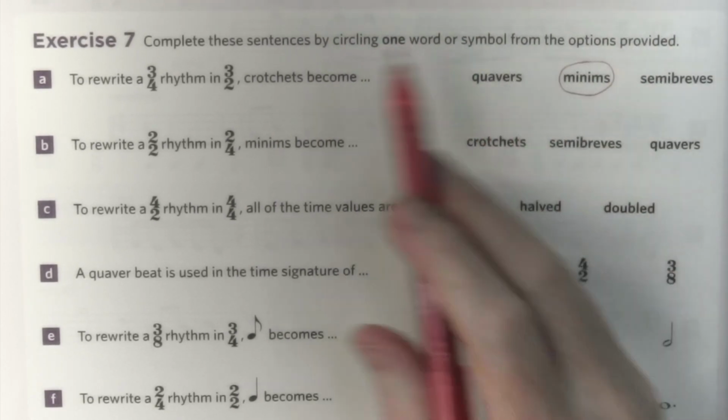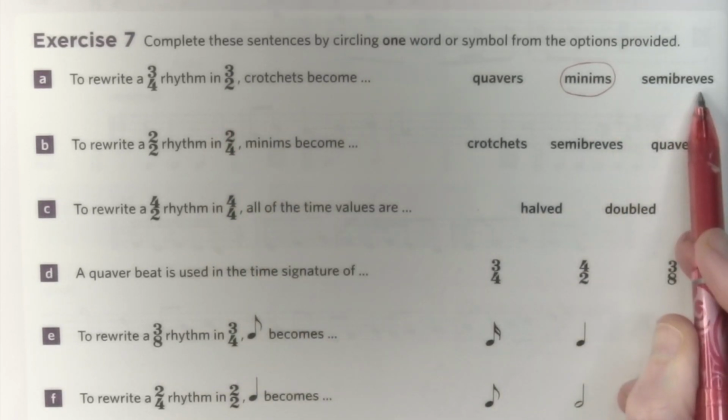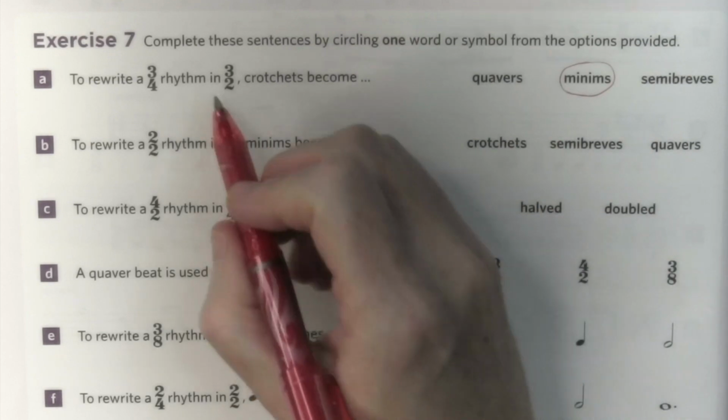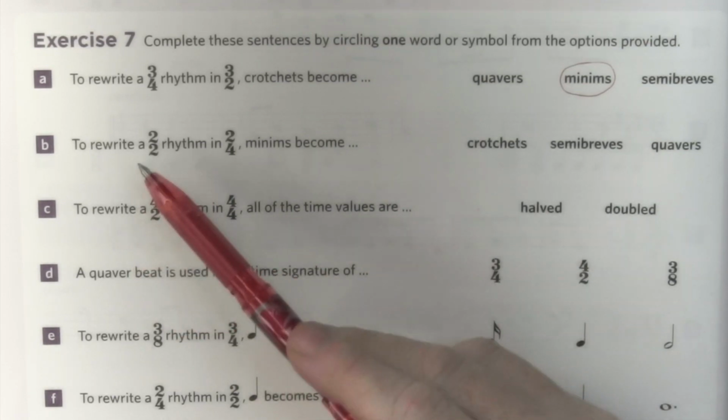Quavers, it's impossible because we would have 8 here. And semibreves also is impossible because we would have 1 here. But I don't think you know this time signature at the moment. But it does exist, yeah. It's rare, but it does exist.